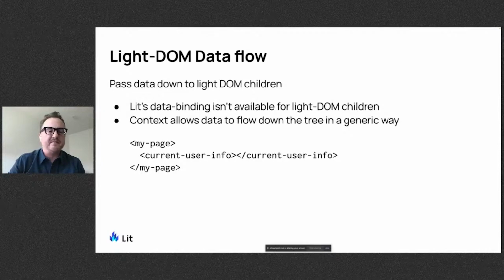Another interesting one is light DOM data flow. Some people have made projects where they want their users to be able to construct UIs and interesting object graphs just with HTML. For your light DOM children, we don't have data binding, right? Because they can come from any framework. So if the elements are interoperating over context, then the child elements can get data from their light DOM parent elements this way. So here you might have a page that provides a user and some kind of user display element that can display that regardless of what type of parent it's in.